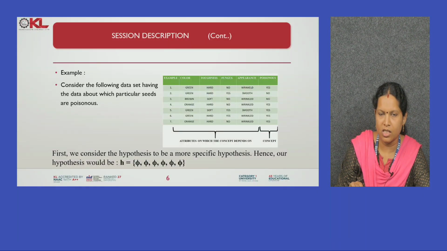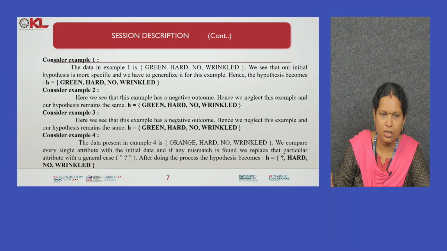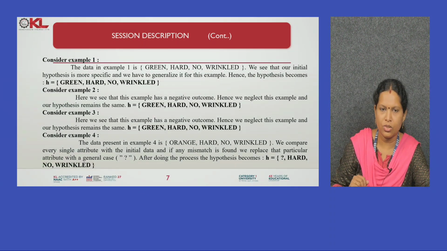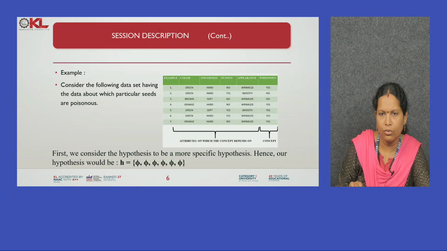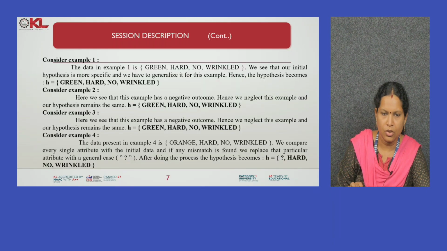So our hypothesis will be H equal to green, hard, no wrinkle, the same. Then consider example 3. We have to see the last column of this example, which means no. So no represents the negative example. What are the attributes here? Brown, soft, no, wrinkle, and the outcome of this example is no. So we have to neglect this example and consider the previous one. So we write as it is, H equal to green, hard, no, wrinkled, right.